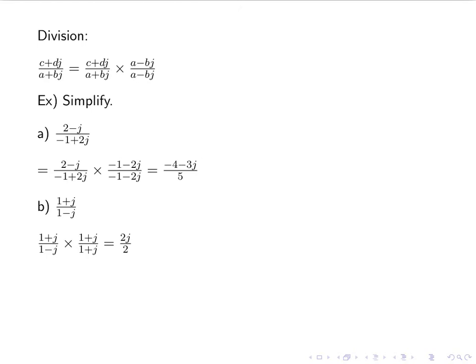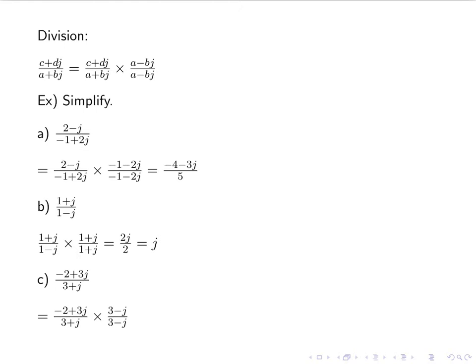And then, of course, we should simplify this. That's just j. So 1 plus j divided by 1 minus j is j. For the next one, negative 2 plus 3j over 3 plus j. Multiply top and bottom by 3 minus j.